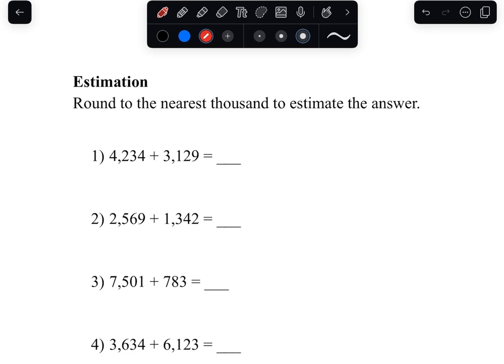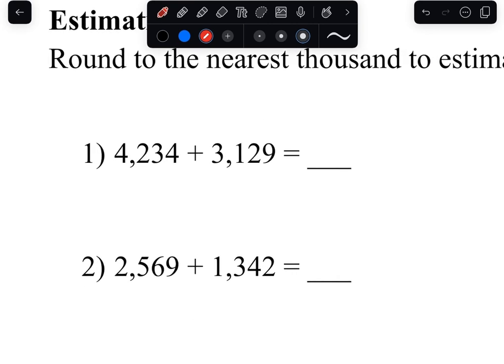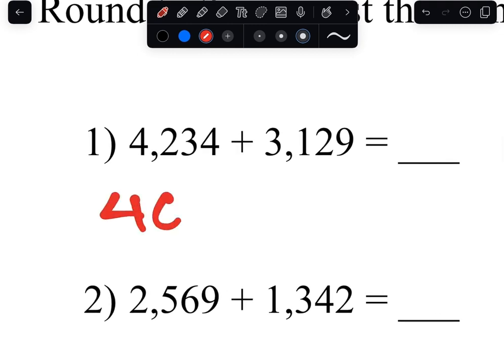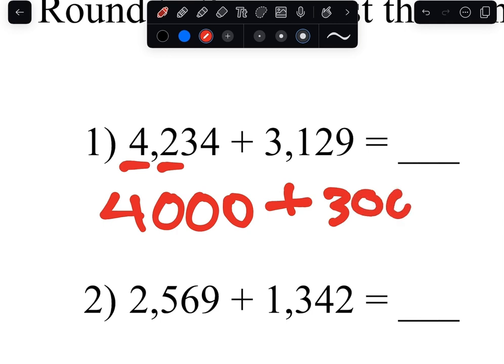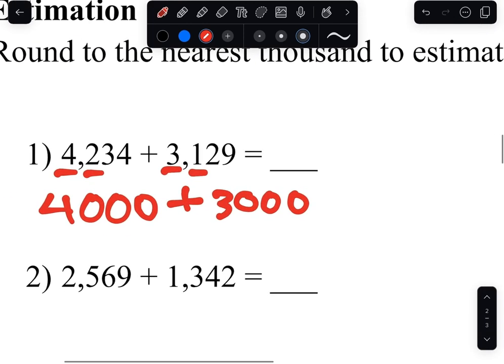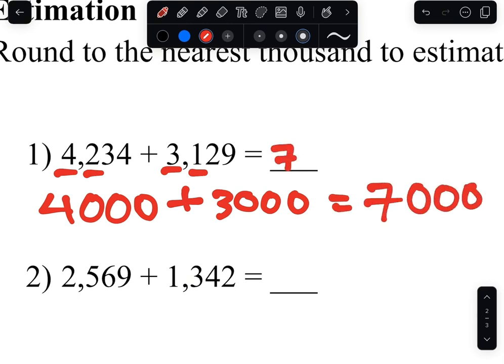Estimation. Round to the nearest thousand to estimate the answer. Number 1. 4,234 plus 3,129. 4,234 rounds to 4,000 because 2 is less than 5. So everything after 4 becomes a 0. And then 3,129 becomes 3,000 because again, 1 is less than 5, so everything after the 3 becomes zeros. 4,000 plus 3,000 is 7,000, so the answer for number 1 is 7,000.